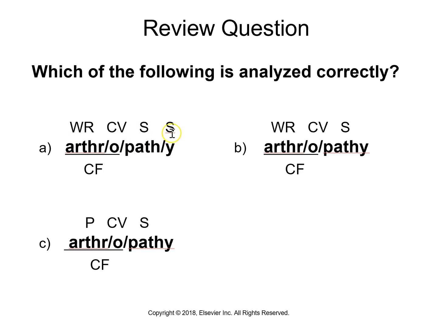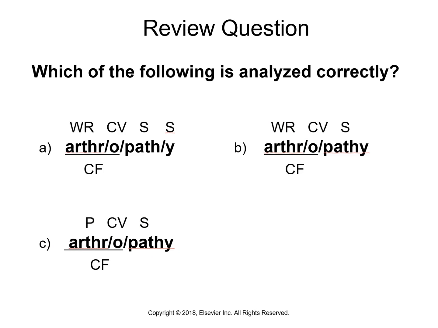That's right. But then they divide the E, and I'm not sure why they did that, because otherwise it's correct. But this final E is not a suffix. Pathy is the suffix, the whole thing, as it's shown here. And then I'm going to see that this one is wrong because arthro is not a prefix. It's the word root. So that's wrong. Moving on.